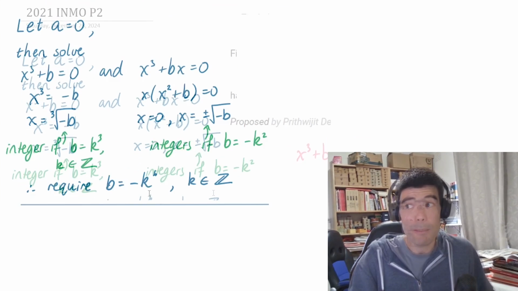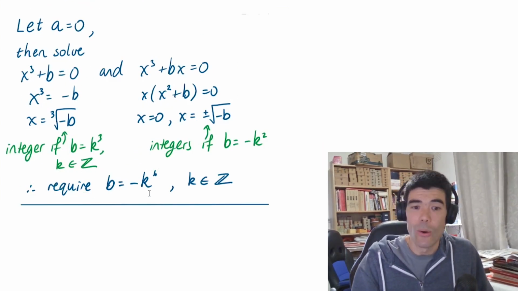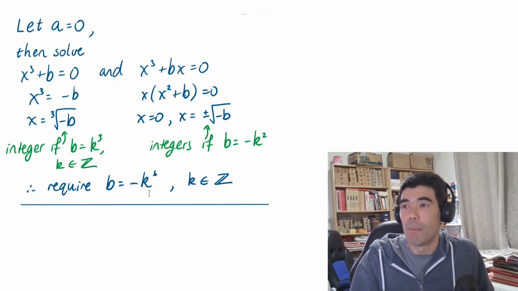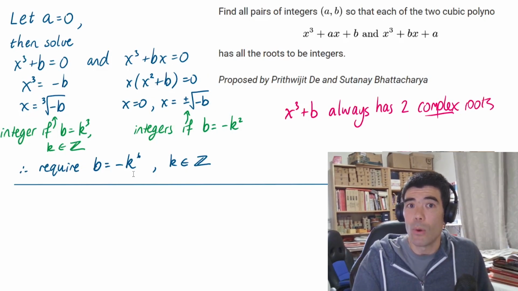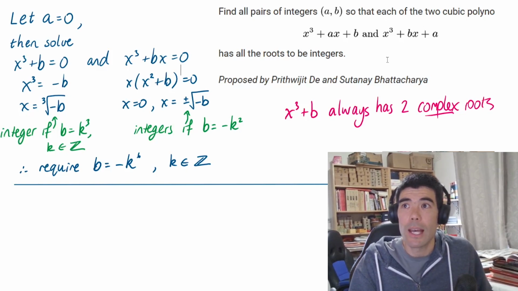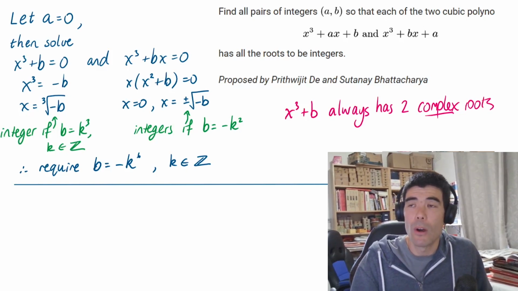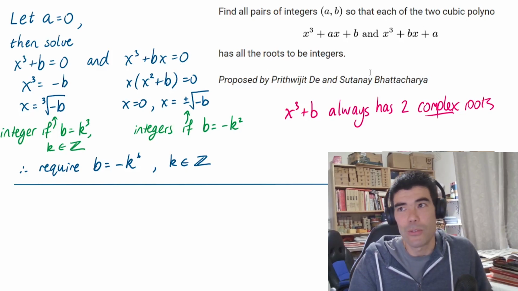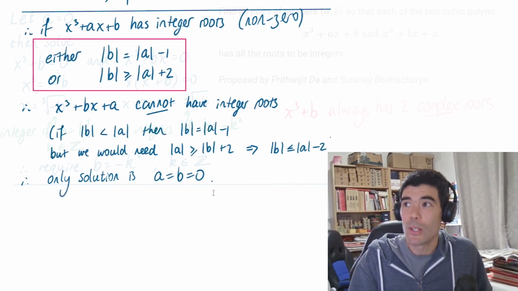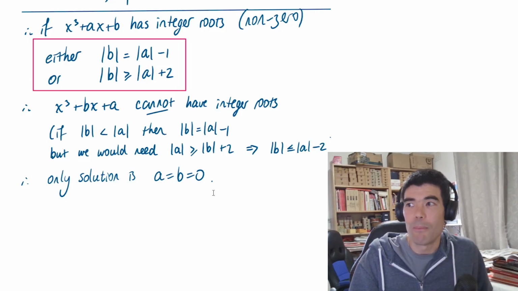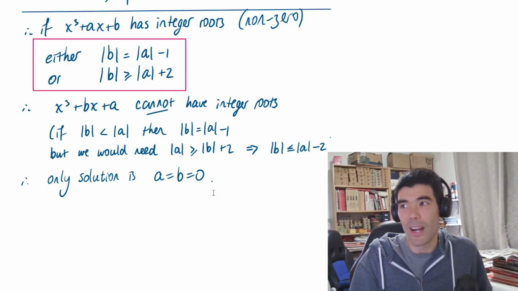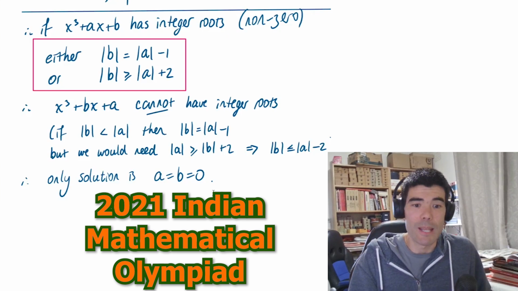Now, originally I thought B being negative k to the 6, or swapping those around, A being negative k to the 6 and B being 0 would work. Actually, no, because x cubed plus B always has 2 complex roots. And this problem never specified that we are only restricted to real numbers here. So when it says all roots, we have to consider the complex roots as well. So the only solution is 0, 0. Apart from that little trick, I thought this was really quite a nice problem in the Indian Mathematical Olympiad.